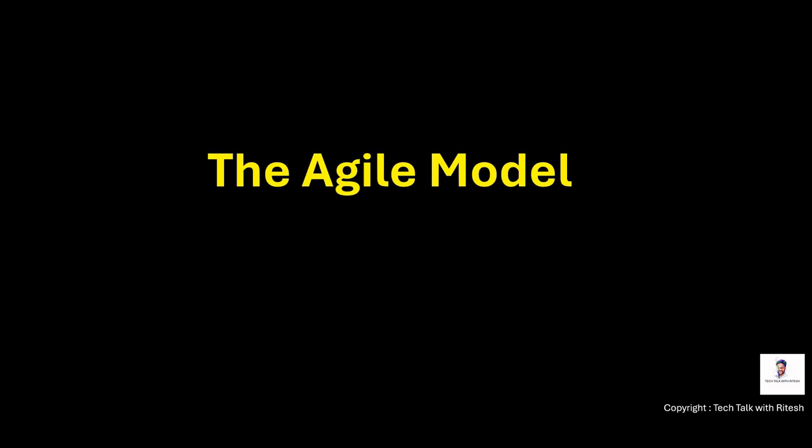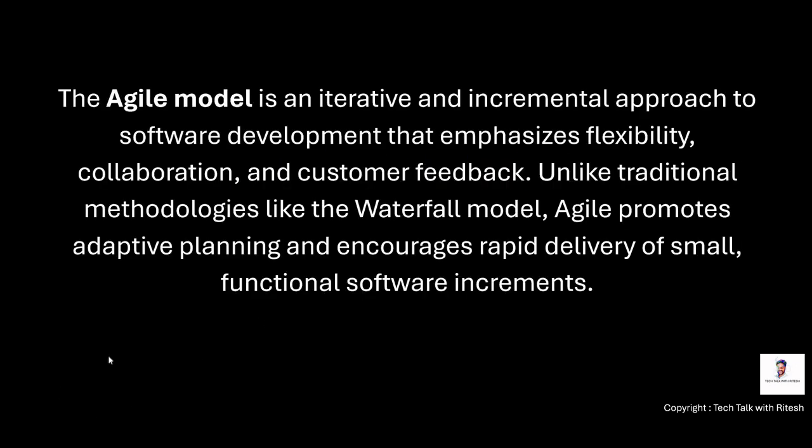First one is the Agile model. So, okay, this term Agile. Agile model is an iterative and incremental approach to software development that emphasizes flexibility, collaboration, and customer feedback. Unlike traditional methodologies like the waterfall model, Agile promotes adaptive planning and encourages rapid delivery of small functional software increments.